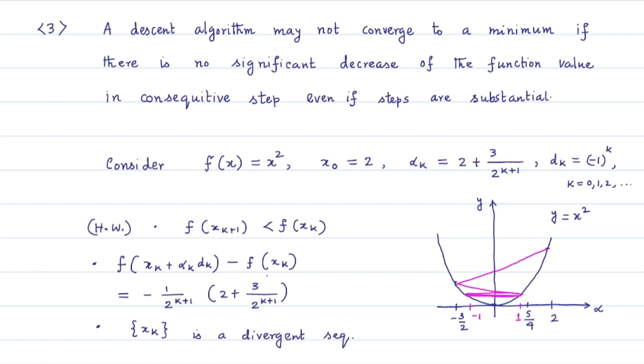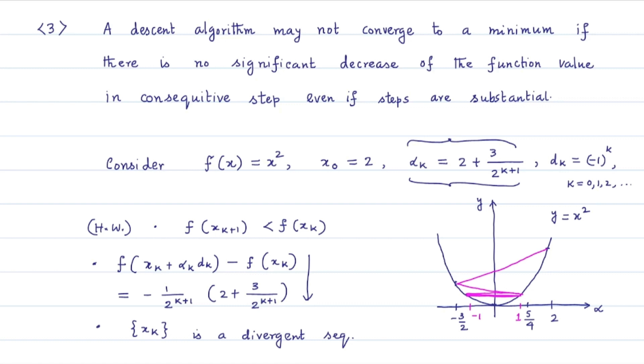And therefore in this example, although we have taken a substantial step length, as there is no significant decrease of the function value across the consecutive iterates, the sequence xk generated by this descent iterative process does not converge. In fact, in this example, there is also a problem that we have taken the step length too large.